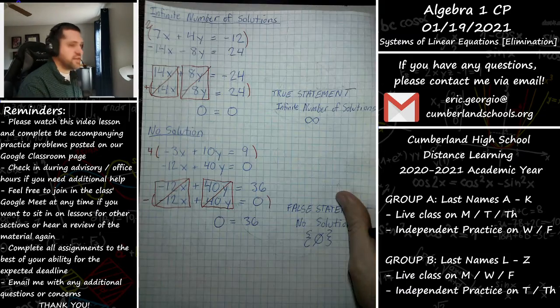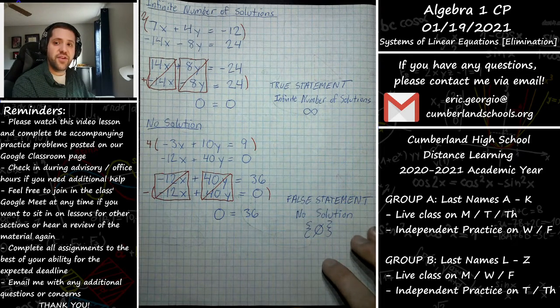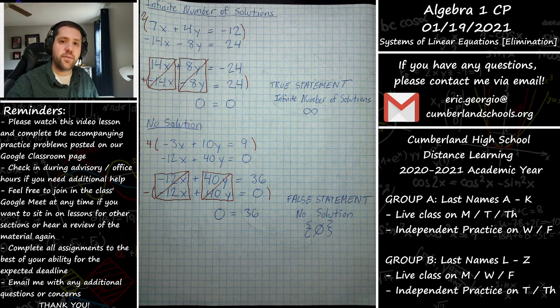We also took a look at the special cases today. We saw what happens if you have an infinite number of solutions. You'll just get all your variables to eliminate and you'll be left with a true statement. And no solution is when you get all your variables to eliminate and you're left with a false statement.